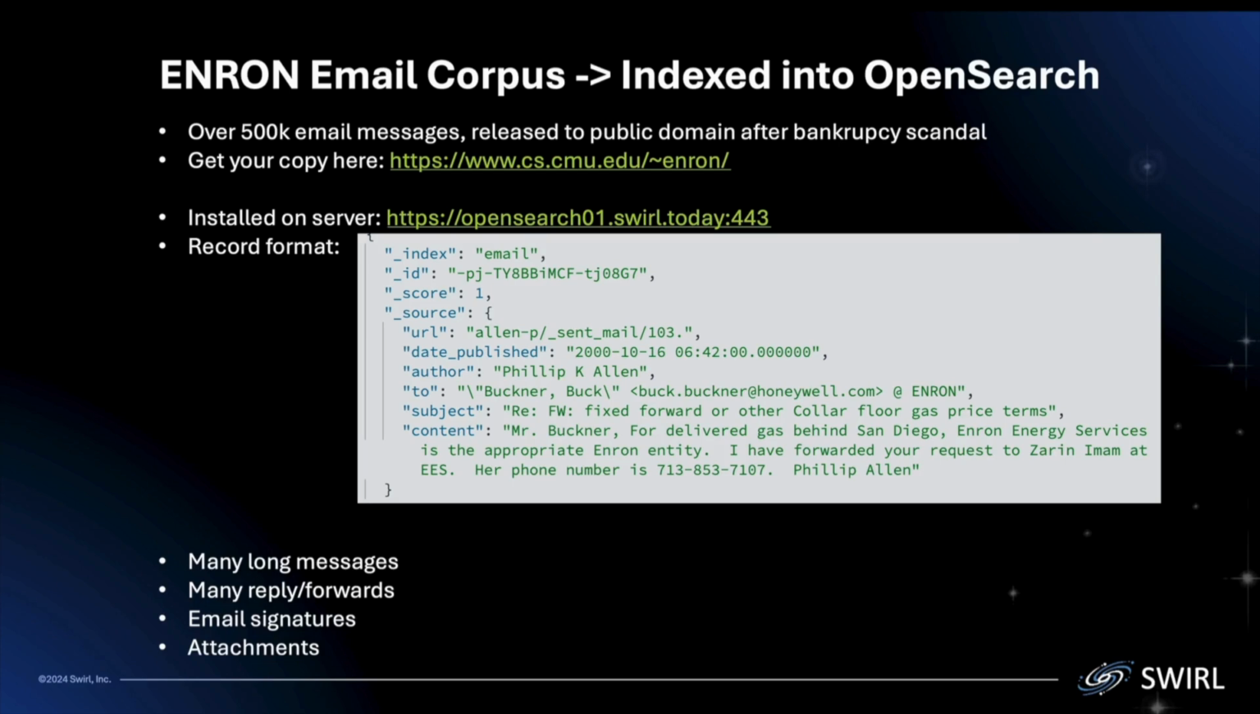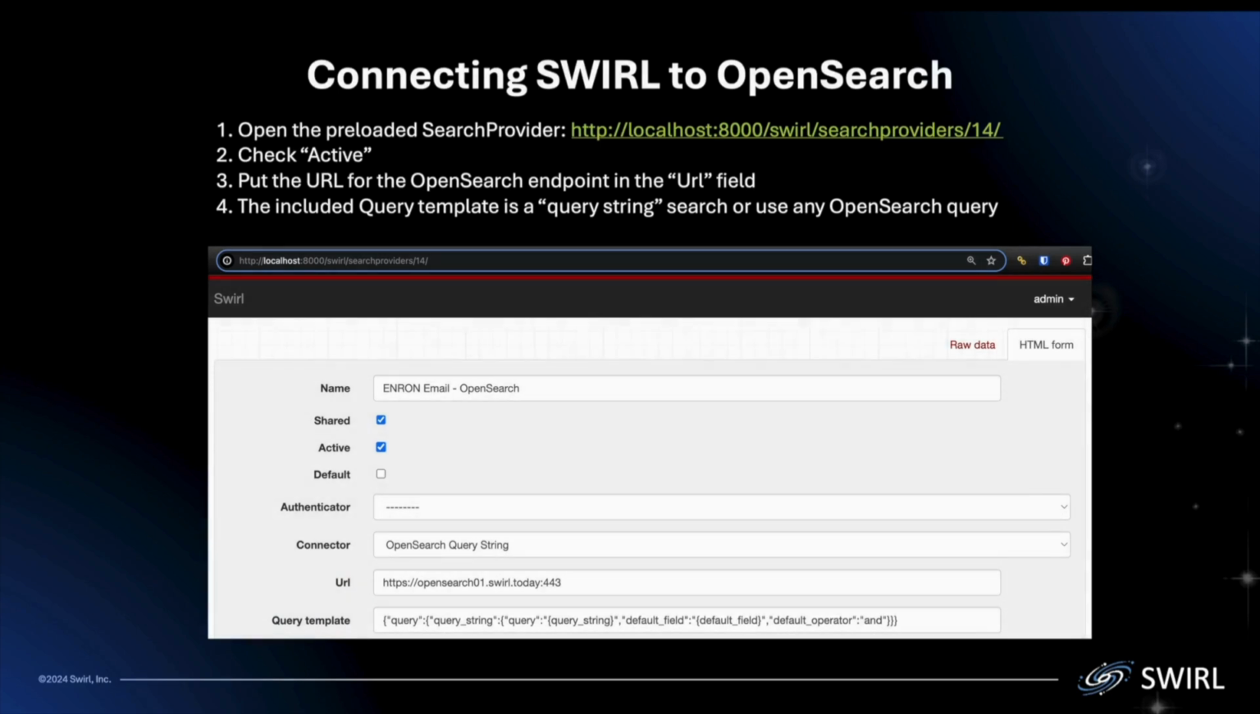Now, how do you hook that up to SWIRL? So the good news is SWIRL provides you with a whole bunch of preloaded search providers. A search provider is a configuration of a connector like the OpenSearch connector, and all you have to do is fill out the form effectively to add the source.